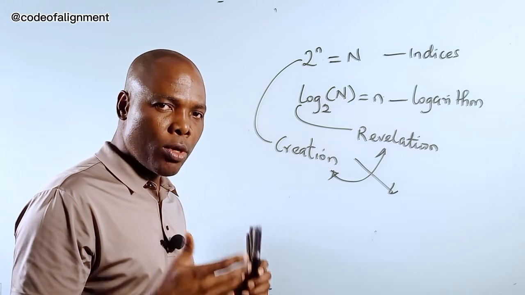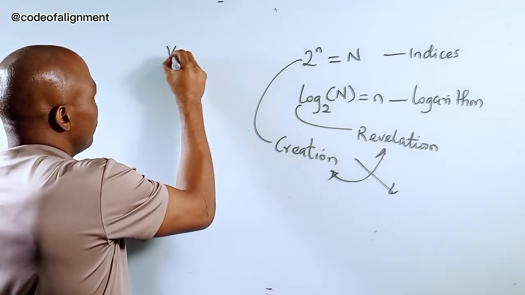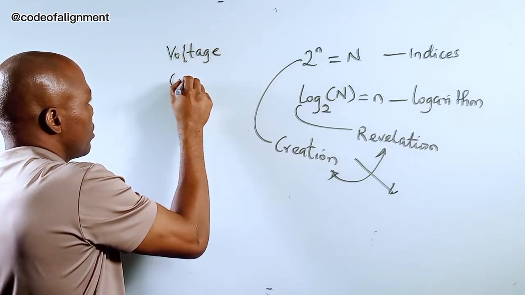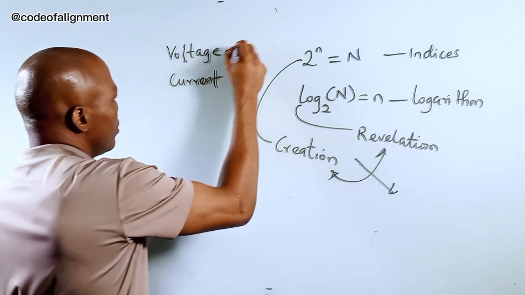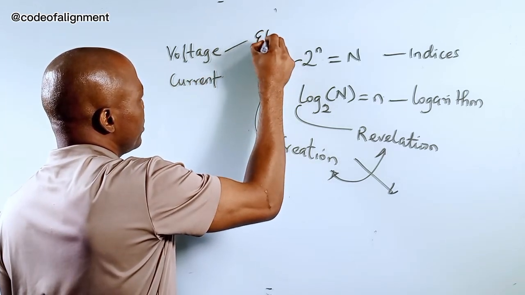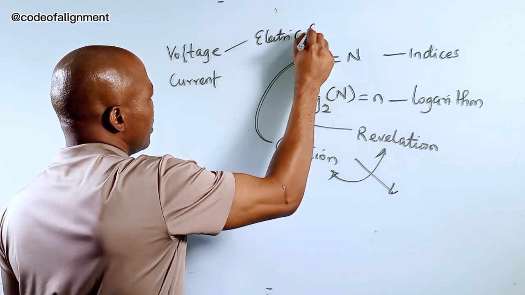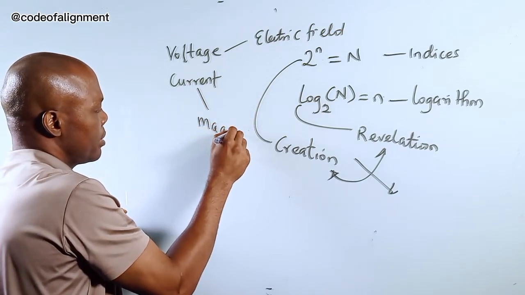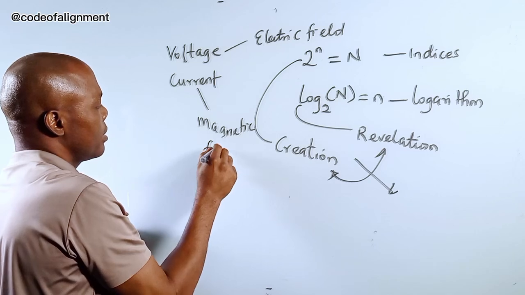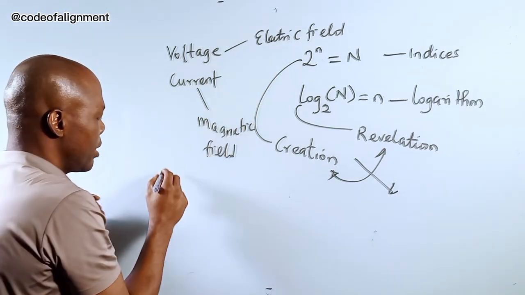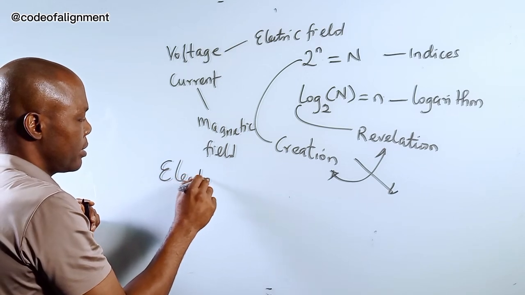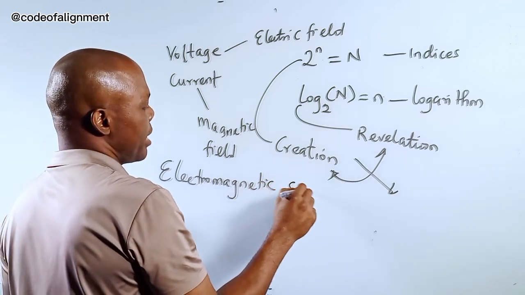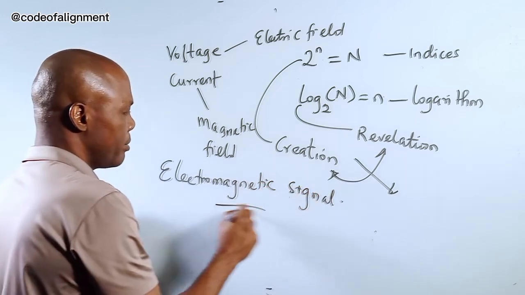And in the machine, we are dealing with what? Voltage, and what? Current. This one gives birth to the electric field, and this one gives birth to the magnetic field. The dance will give you the electromagnetic field, the electromagnetic signal or field. Right?